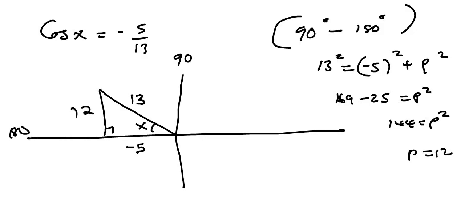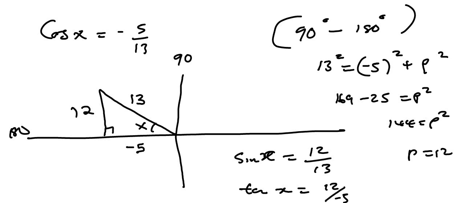Now that you know the three sides, you can get the other two missing ones, which are sine and tan. You know sine is going to come out positive. So sine x is equal to opposite over hypotenuse. Then tan x is equal to opposite 12 over negative 5, which is negative. So this is basically what you get. That's how you answer every single question on number 2.